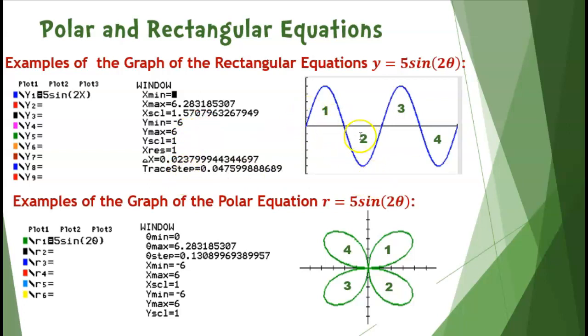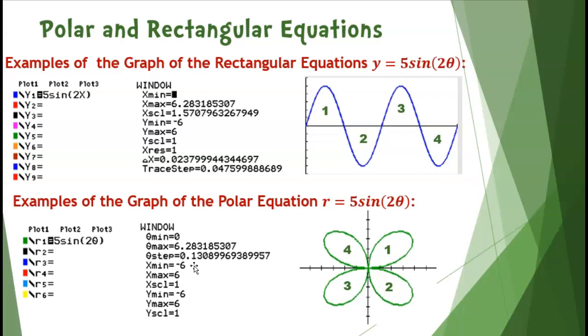I labeled the parts above and below the axis just so you could see how they relate to the same type of equation graphed in polar. If I graph it in polar, when I go to polar mode, remember it's going to say r1, r2, r3, r4, r5, r6. So I type in 5 sine 2 theta. Then when I go to my window, I'm still going from 0 to 2 pi, but notice it's not the same angle that I'm counting for.